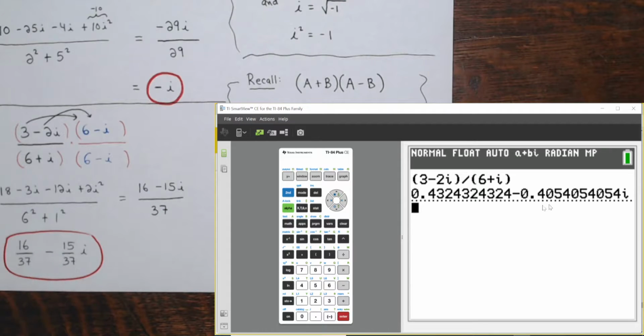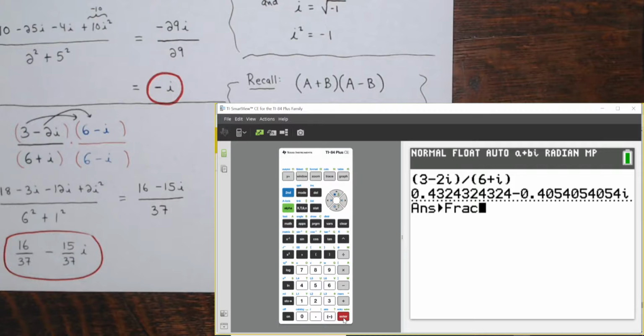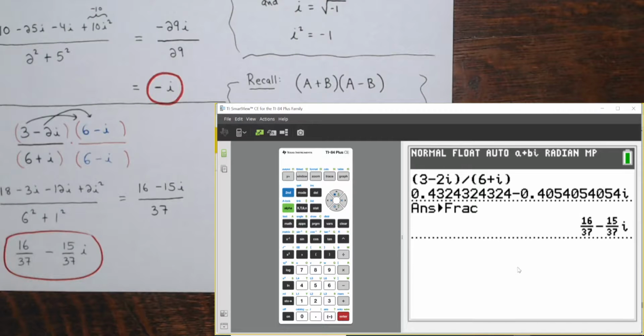Since these are fractions, you can actually have your calculator change things to fractions if they are actually rational. I hit the math button and then just hit change to fraction, and it changes the previous answer to a fraction, all the fraction parts. Wonderful. And that's exactly what I had: 16/37ths minus 15/37ths times i. Exactly what I wrote out by hand. Wonderful.